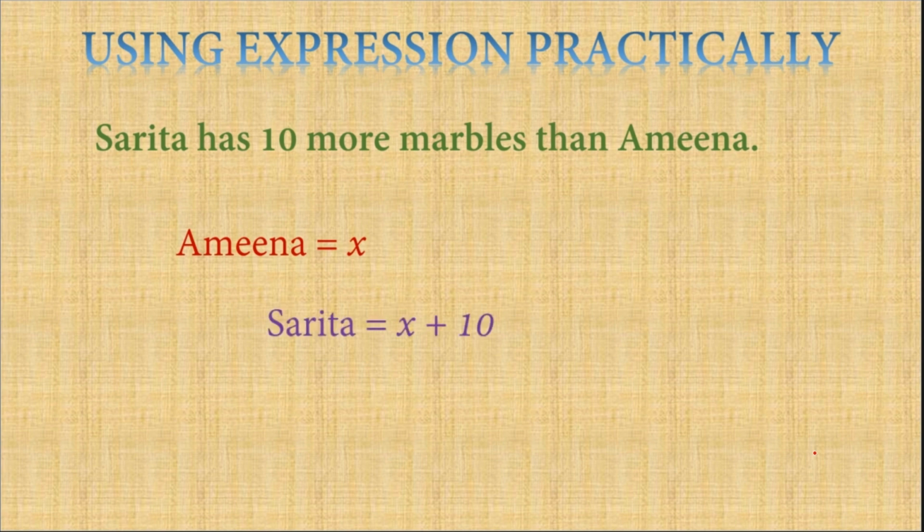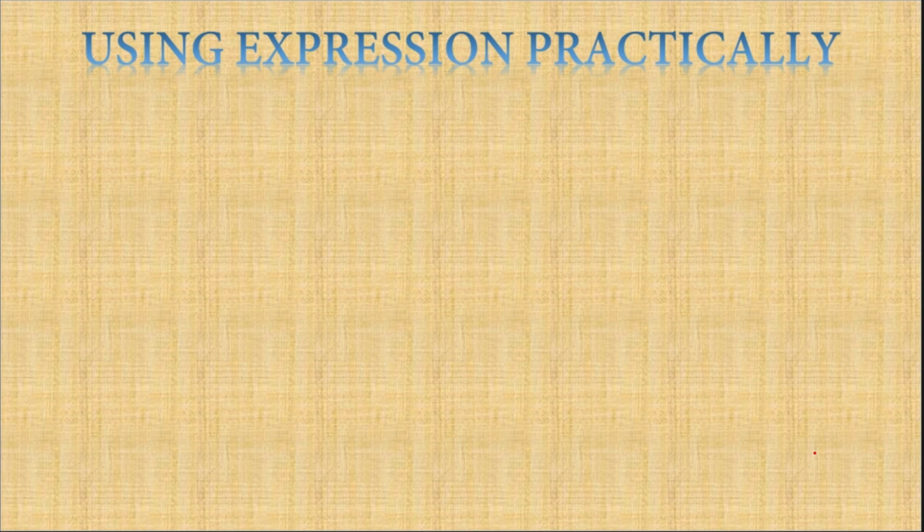Now, if someone says that Amina has got 3, then how many Sarita will get? 3 plus 10, that is 13 marbles. In this way, an algebraic expression can be evaluated only when we substitute a numeric value in the place of this particular variable. Let us look into another example.